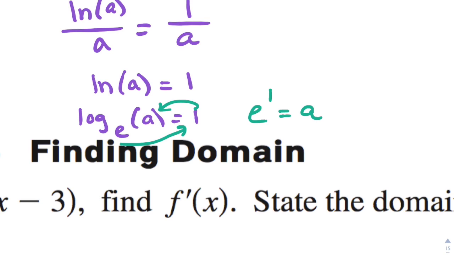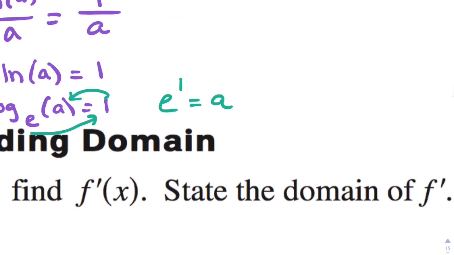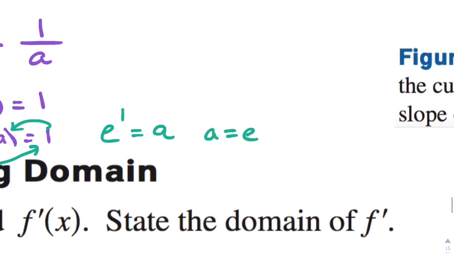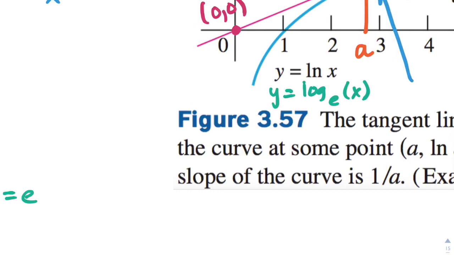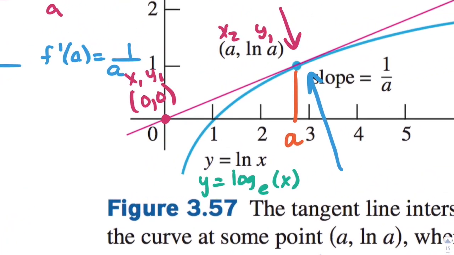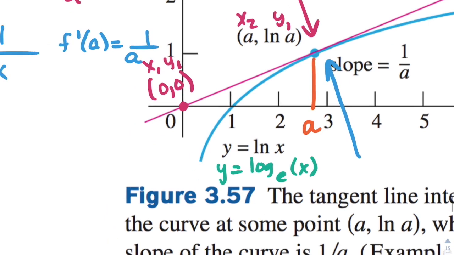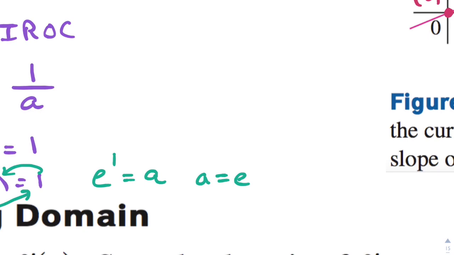So e to the first power equals a. So my location a is equal to e. Interesting. Let's take a look. e is the number 2.7183. What do we think? 2.7183? That's about where a is, isn't it? That's really cool. So we have a is 2.7183.